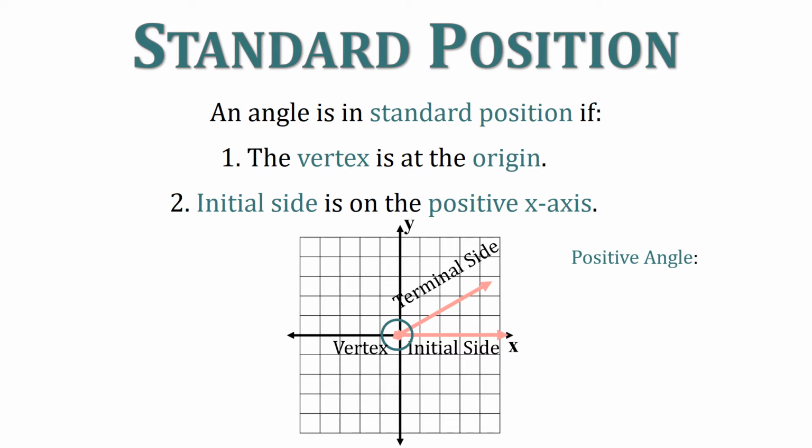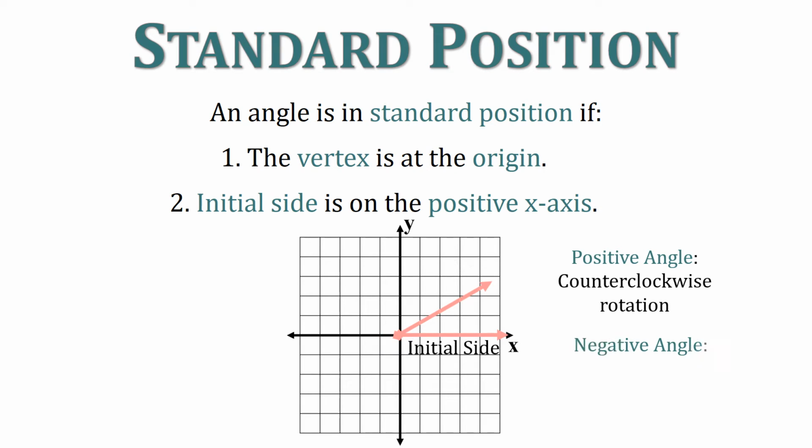Now, a positive angle is whenever we rotate counterclockwise, which is what we just did, okay? Now, let's see what it looks like for us to have a negative angle. It's when we rotate clockwise. So now we have a negative angle.